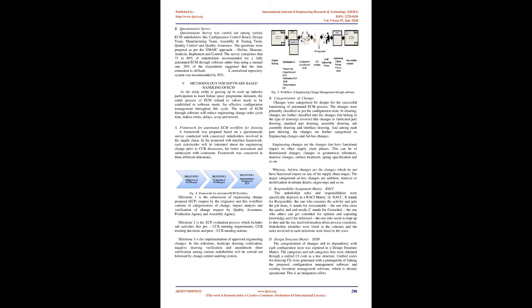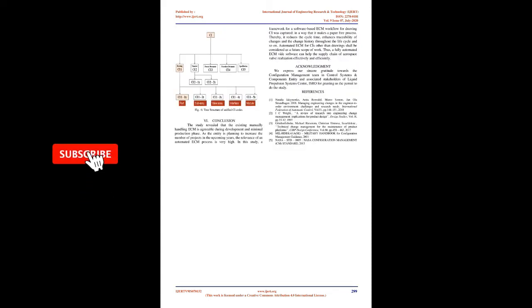Milestone 1 is the submission of engineering change proposal, ECP, request by the originator, and this workflow consists of categorization of change, impact analysis, and verification of change request by quality assurance, production agency and assembly agency. Milestone 2 is the ECP evaluation process, which includes sub-activities like pre-CCB meeting requirements, CCB meeting decisions and post-CCB meeting actions. Milestone 3 is the implementation of approved engineering changes. In this milestone, hard copy drawing verification, negative drawing verification and amendment sheet verification among various stakeholders will be carried out, followed by change control auditing system.